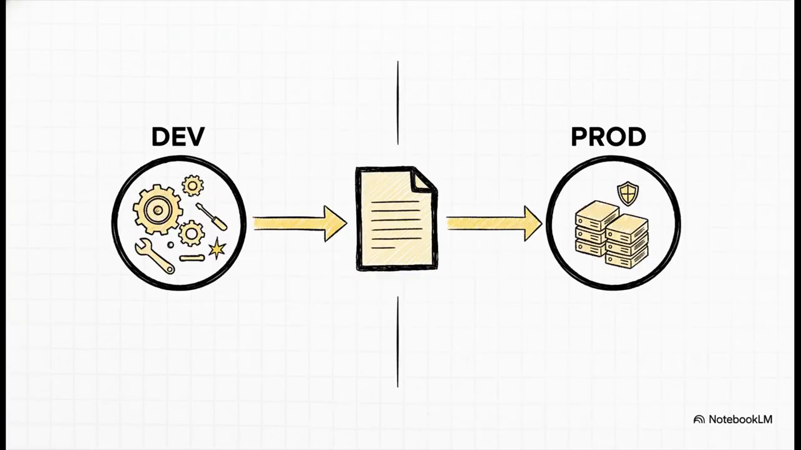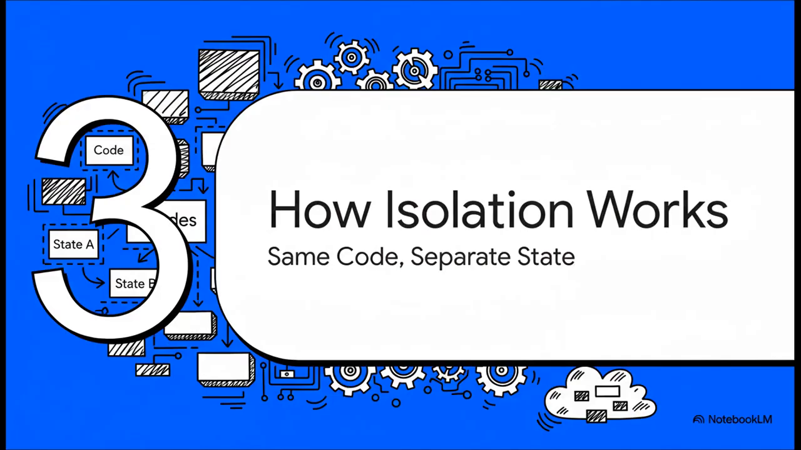And if you want an even simpler way to picture it, this is perfect. Just think of workspaces as parallel universes for your project. Seriously, you've got your dev universe over here, your prod universe over there. They're built from the exact same blueprint, your code, but what happens in one stays in one. So that sounds great, right? Parallel universes. But how does that isolation actually work?